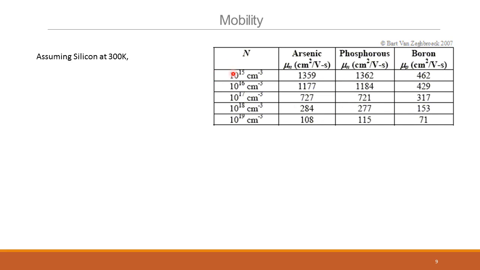So for example, if the doping density was 10 power 15 atoms per centimeter cube of arsenic in silicon at 300 degree Kelvin, then the mobility is 1359 centimeters square per volt second. If it is 10 power 17 with phosphorus in silicon at 300 degree Kelvin, then it is 721 centimeters square per volt second. You can see as the density of the doping increases, the mobility actually falls very clearly. Okay. So more the density of the doping material, lesser the mobility, because there is more chance of collision and more chance of energy loss.